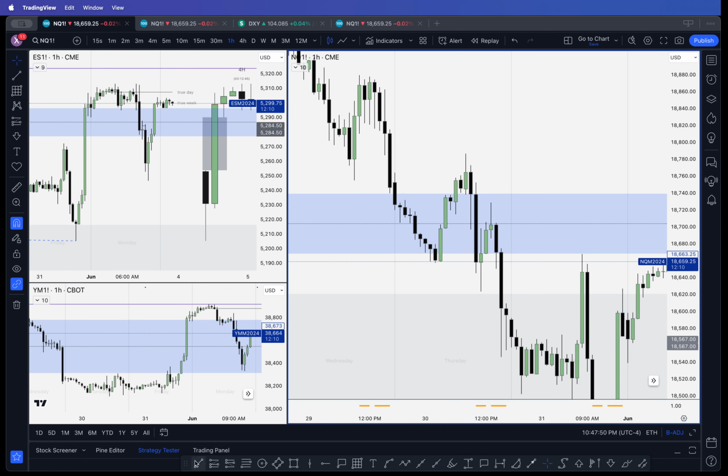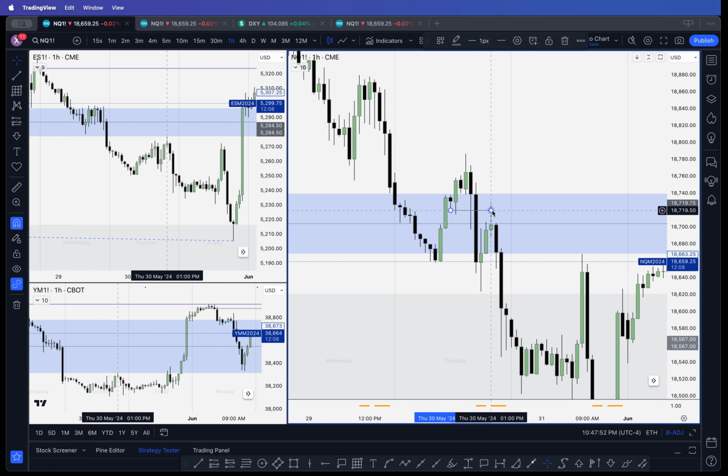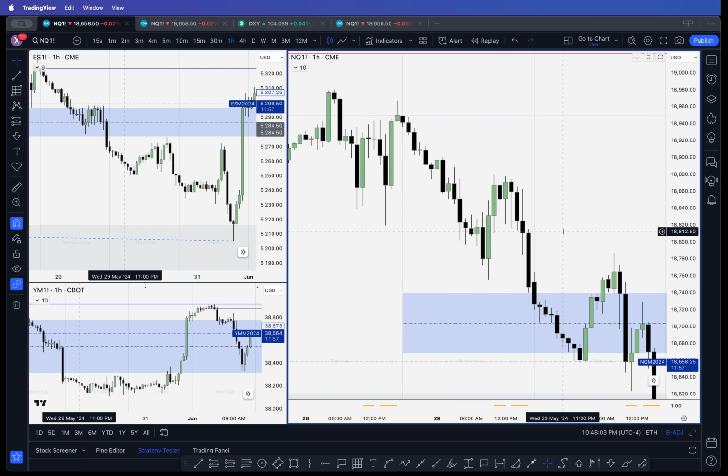Another one is here. Do you see how anytime price starts to consolidate, you look for it on that time frame or a lower time frame?